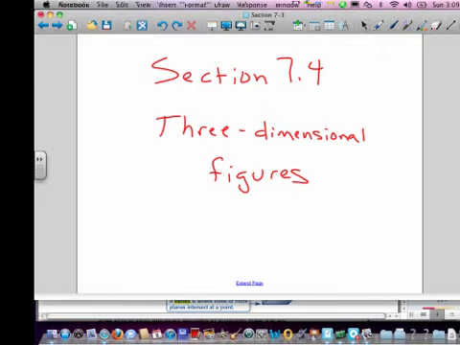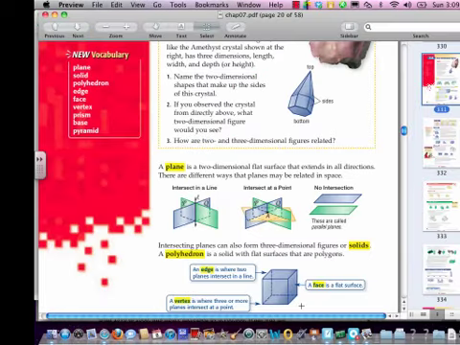Section 7.4, three-dimensional figures. And so we're going to talk about a number of different three-dimensional figures. We've been talking about two-dimensional things, and now let's put a little bit of height to them, or a little bit of the third dimension. We're going to make them real. These are things that we experience every day in our three-dimensional world. So let's talk about these.